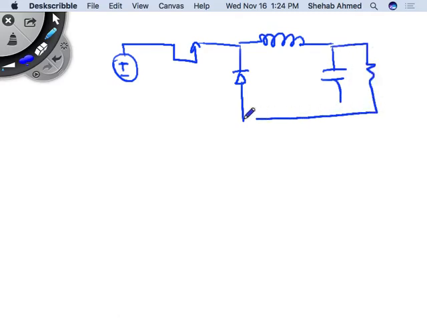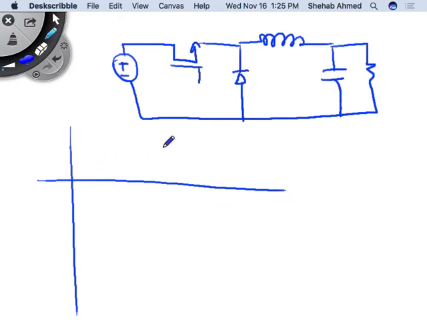capacitor, and resistor. When I refer to discontinuous mode, what am I referring to? What is discontinuous? Current, output current? Inductor current, always. When I'm referring to discontinuous mode, I'm always referring to inductor current, right? Inductor current is discontinuous. So let's see, in continuous mode, what were the waveforms looking like? What was the inductor voltage equal to in continuous mode?